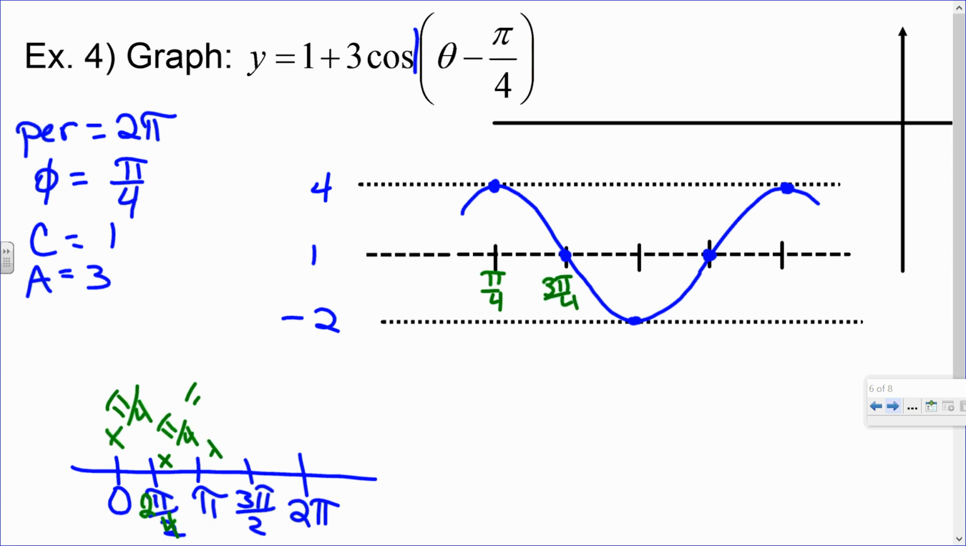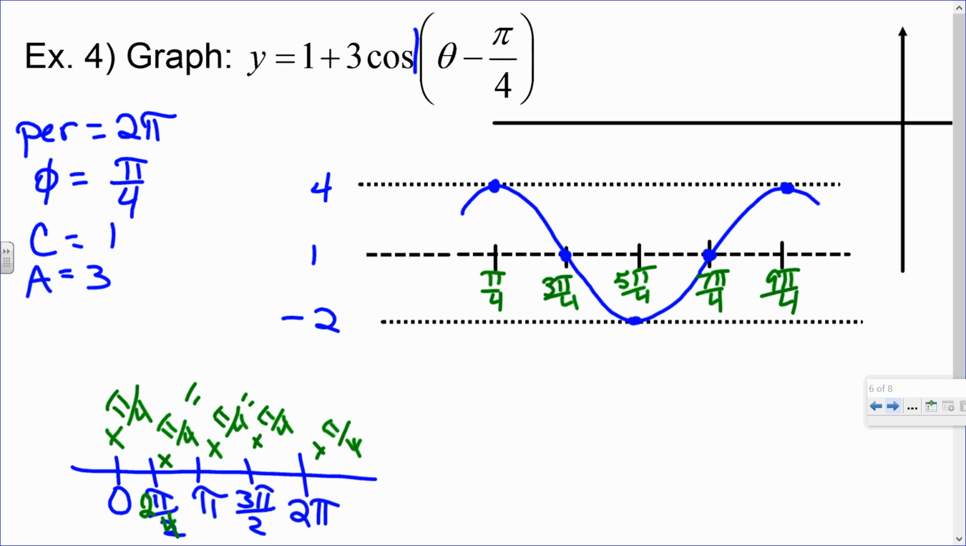And let's see, what's pi plus pi over 4 going to be? 5 pi over 4. Now we can keep doing the plus pi over 4s if you like that way best. Or we can look at the numbers we've written down so far. Pi over 4 plus 2 pi over 4 is 3 pi over 4. 3 pi over 4 plus 2 pi over 4 is 5 pi over 4. So if I add 2 pi over 4 each time, I'll get the others. So plus 2 pi over 4 is 7 pi over 4. Plus 2 pi over 4 is 9 pi over 4.